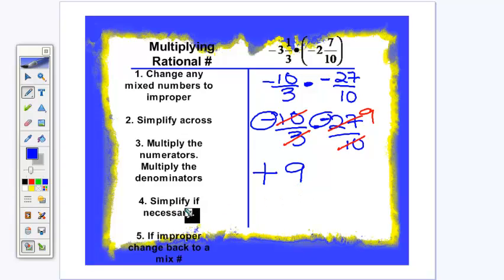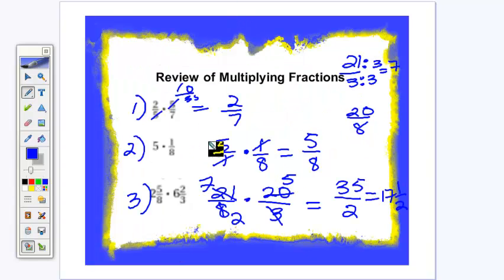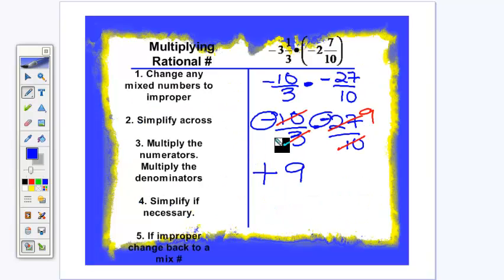Okay, now sometimes we may have to simplify once again if necessary. In this case, we don't have to do it and change back to a mixed number. So as you can see, it is just like the previous examples, except here when it's time to multiply, we need to keep in mind the rules for multiplying integers, which is same sign will be positive and different sign will be negative, as a reminder.